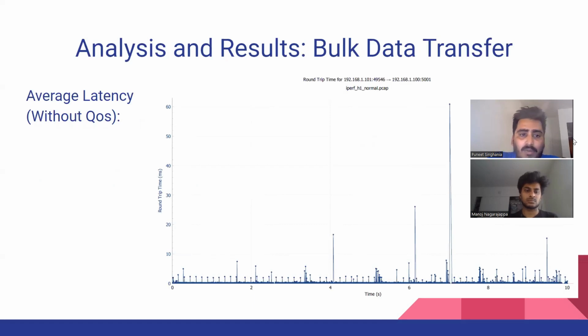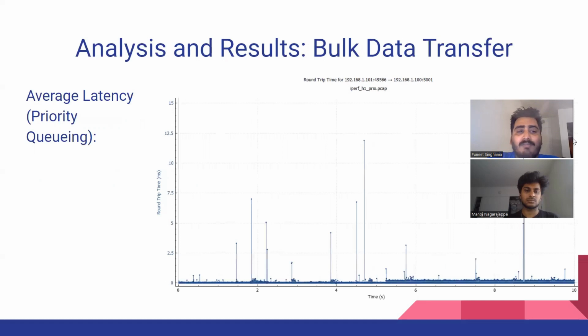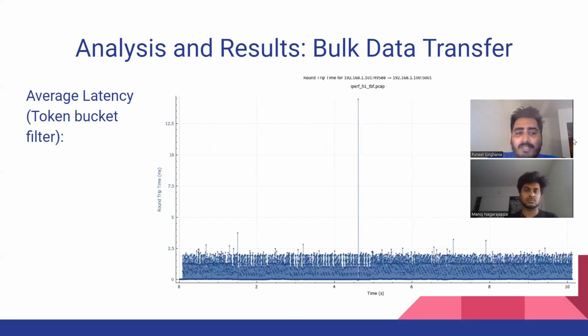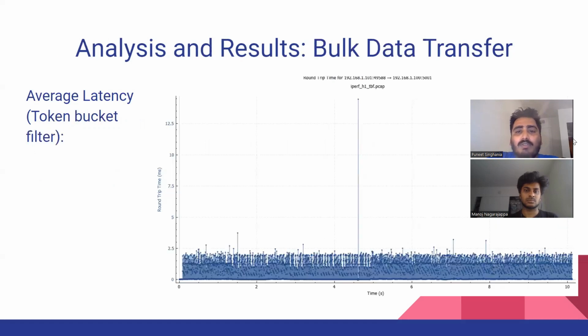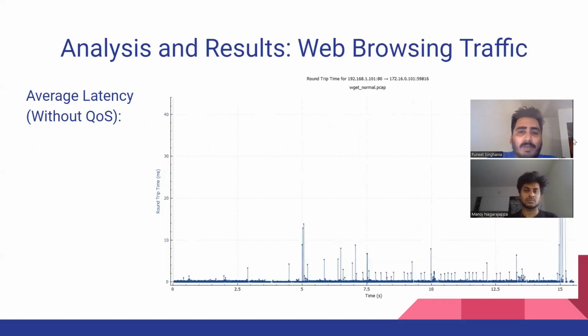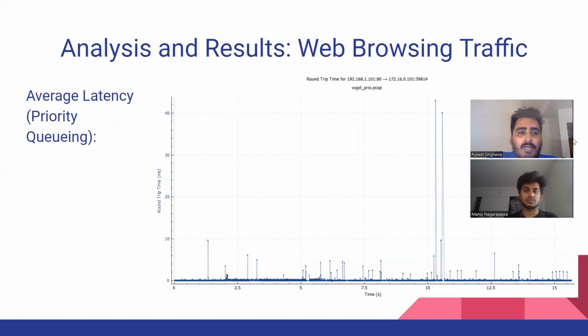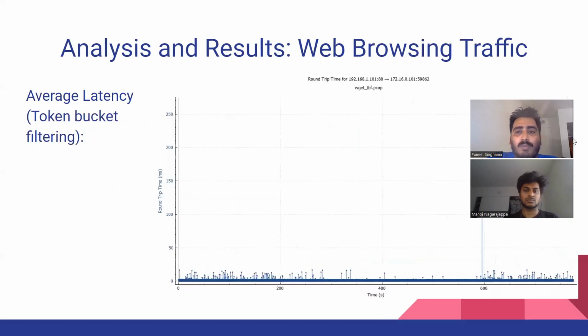Now coming to the next slide, you can see different graphs which are made for the latency, and this is without quality of service. Then you have with priority queuing, with token bucket filter, and this is for web browsing traffic. So earlier was for bulk data transfer, and this is for web browsing traffic. Same, it is without QoS, with priority queuing and token bucket filtering.